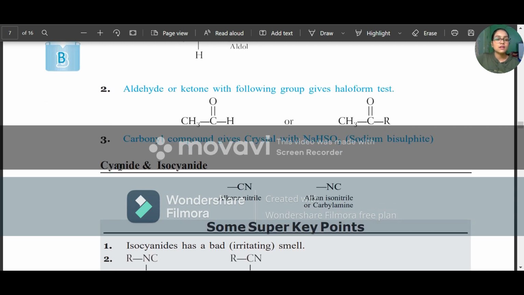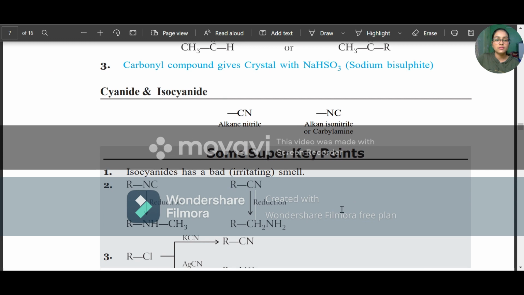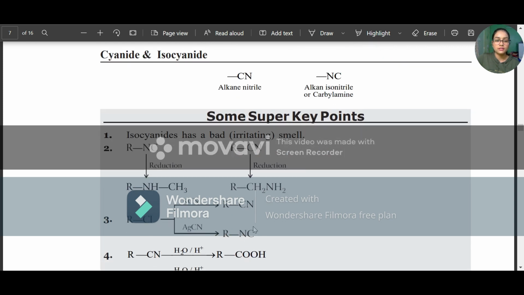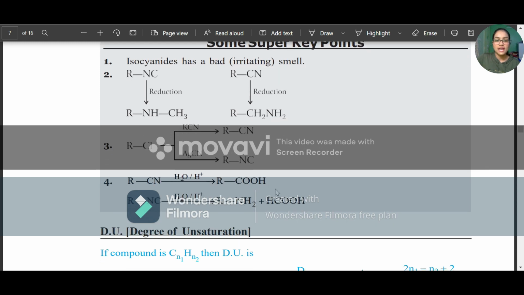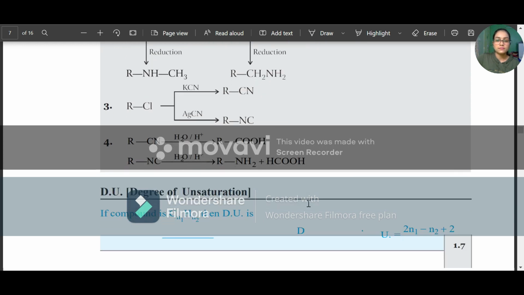So now let's come to cyanide and isocyanide. This is the nitrile and this is the isonitrile or carbylamine group. Isocyanide has a very bad or irritating smell. This on reduction gives secondary amine and this on reduction gives primary amine. Now let's see their reaction with KCN and AgCN. KCN is attached as CN only but AgCN is attached as isocyanide. Now with water this gives acid and this gives primary amine and methanoic acid.